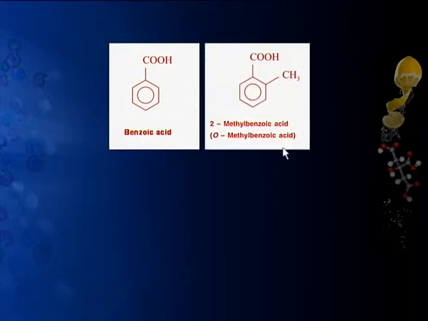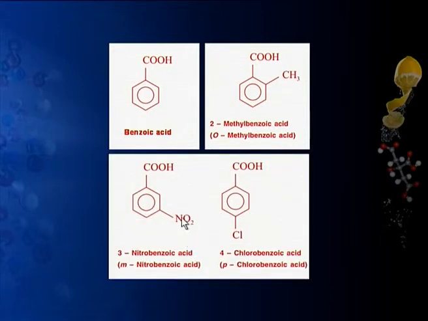And other derivatives of this substance having some substituent at different positions are numbered accordingly, taking benzoic acid as the base name. For example, we have this methyl group at carbon number 2 of the ring. So we name this substance as 2-methyl benzoic acid. And in the common system, you know, these relative positions are named as ortho, meta or para. So this is ortho-methyl benzoic acid.